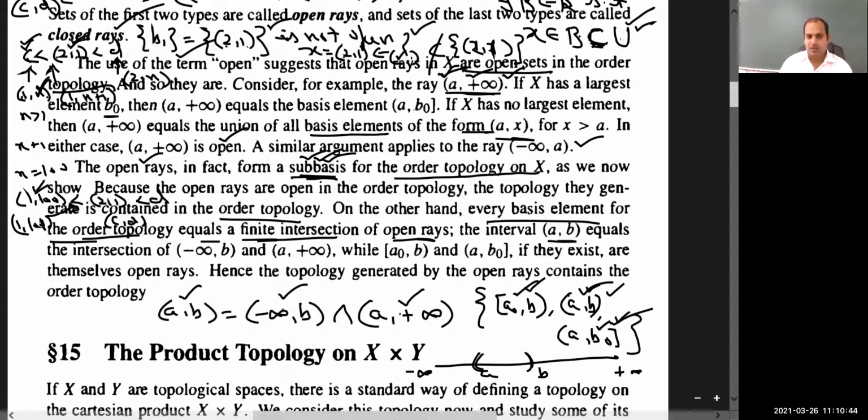Since we are considering the order topology, the basis member of the order topology will be of this type. The finite intersection of the members of the subbasis is always going to form a member of the basis. So this is what is written here: every basis element for the order topology equals a finite intersection of open rays. For example, the interval (a, b) equals the intersection of this and this ray, while [a, b) and (a, b], if they exist, are themselves open rays. Hence, the topology generated by the open rays contains the order topology.